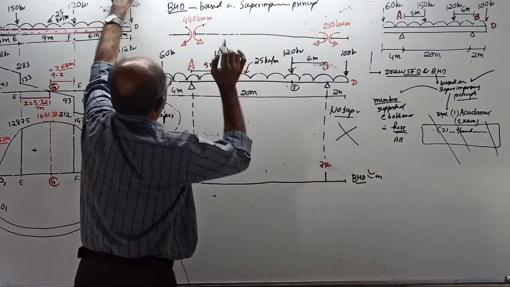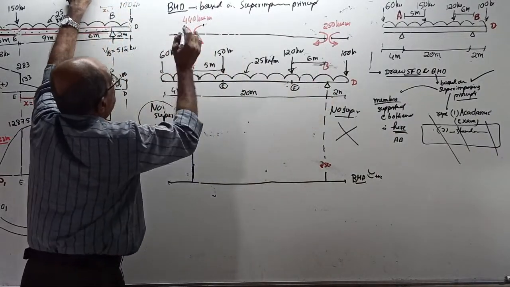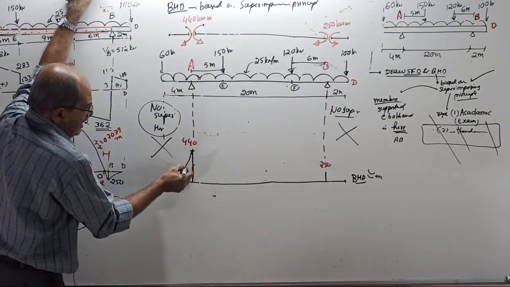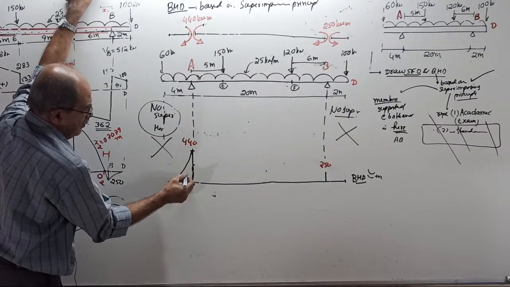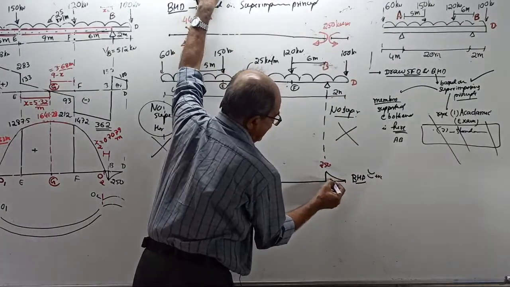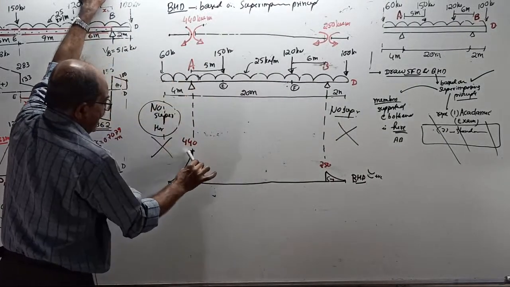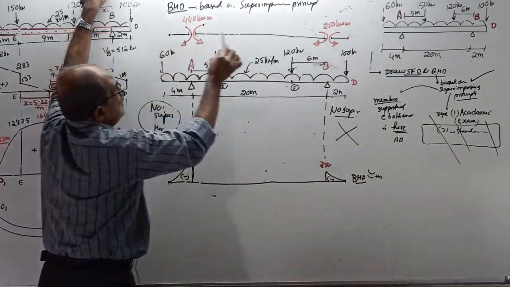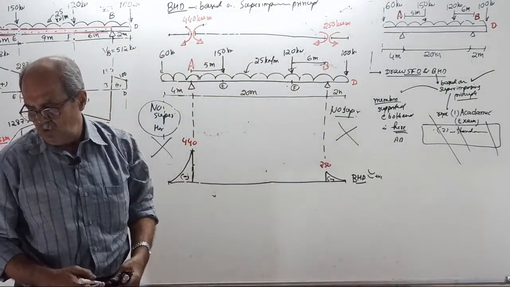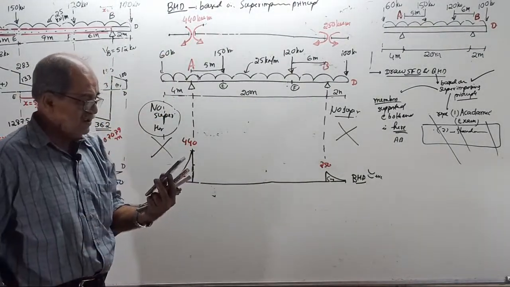Then for the overhang, no superimposing. BM 440 here, BM 0 here, joined by a parabola. That's all. Over. Negative. Here also, joined by a parabola. Negative. That's all. No superimposing. Suppose only a point load is there, and the UDL is not there. Tell me, joined by what?